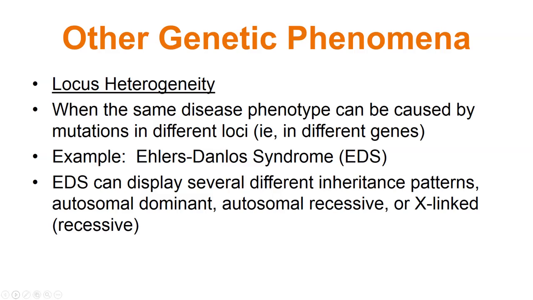Another genetic phenomenon, locus heterogeneity. This is when the same disease phenotype can be caused by mutations in different loci. So different genes, in many cases on different chromosomes. So they're located in different physical regions.